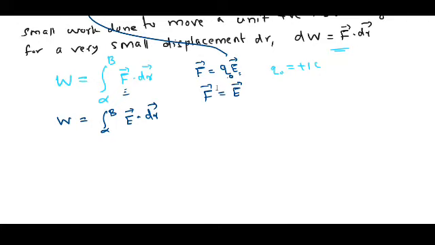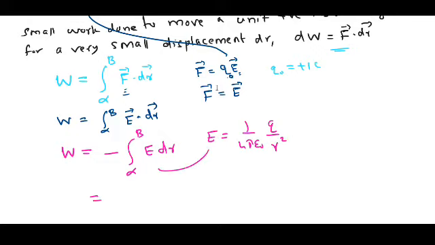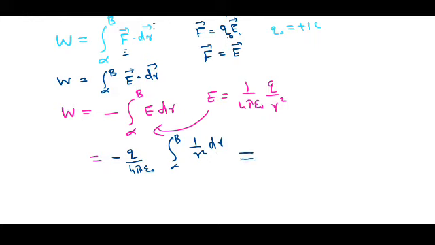Therefore, here I can write W is equal to minus the integral from infinity to the point B of E dr. The expression for the electric field we already have: 1 by 4 pi epsilon 0 Q divided by R square. If you substitute this value here and take the constants outside, this will be Q by 4 pi epsilon 0, the minus sign, integration from infinity to the point B of 1 by R square dr. And this will be equal to minus Q by 4 pi epsilon 0 into minus 1 by R.